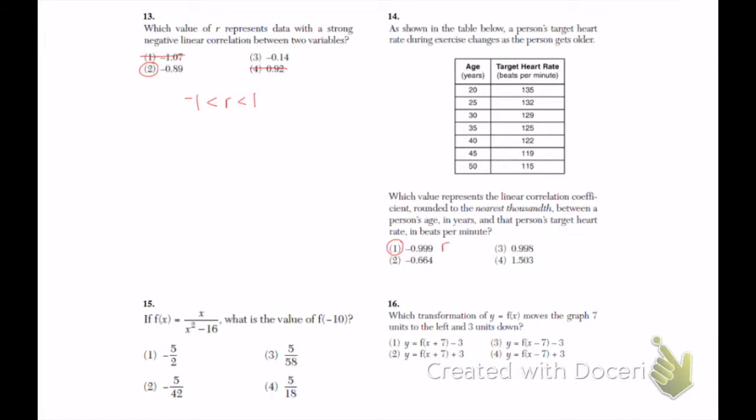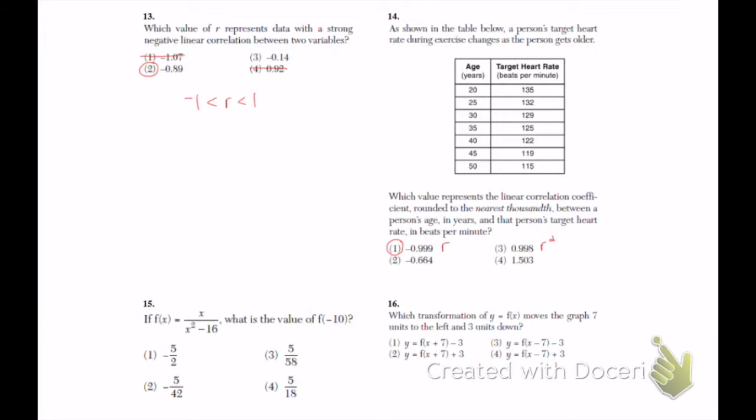Now we have to remember, this is the r value, so I'll put the r value. It is not the r squared value because this over here is our r squared value. If we were to square 0.999, it would equal 0.998. So we want to make sure we do not confuse the r with the r squared value. We want the r because the r represents the linear correlation coefficient. So the correct answer for this problem was choice number 1.